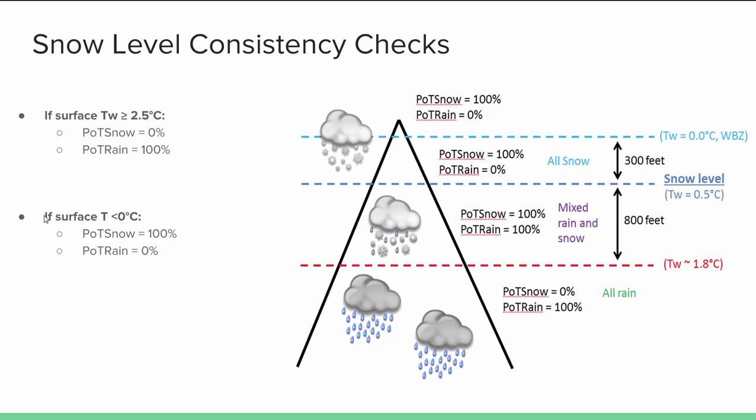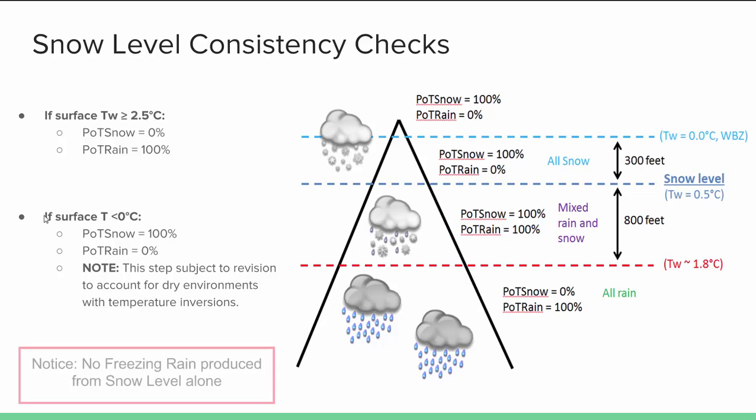But note here that this step is subject to revision to account for dry environments with temperature inversions, so be prepared that this could be updated over the coming months. So as we've gone through these two slides about snow level, one thing you will have noticed is that there's nothing about freezing rain or sleet. Just on the topic of freezing rain, there's none of that with this approach.